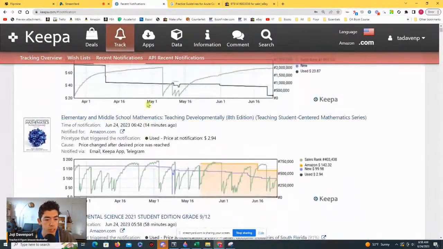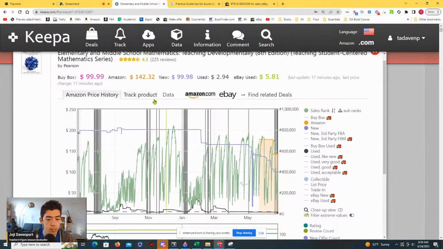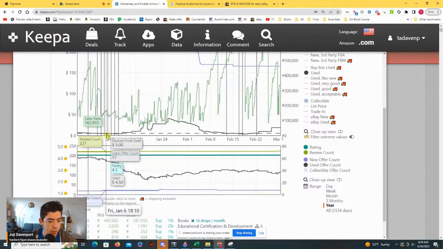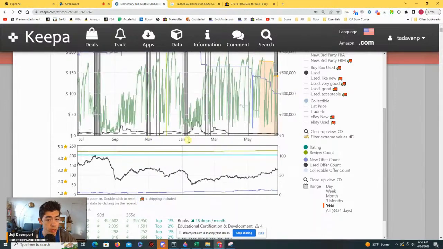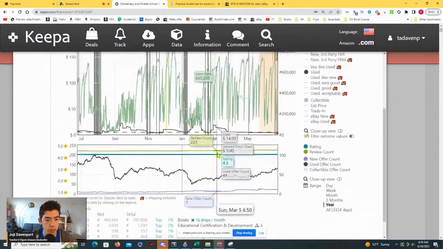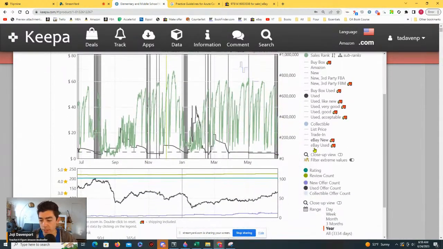Okay, we got Elementary and Middle School Mathematics. This is obviously a middle school book then. All right, so you can see this has a little bit of a hump here in January. Basically, the used price of this book went from about $5 all the way up to about $40. And let's get rid of this new price. The new price is making things kind of crazy on this graph. And also Amazon's price is so high, and the collectible price is so high.